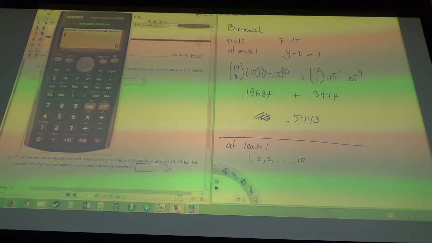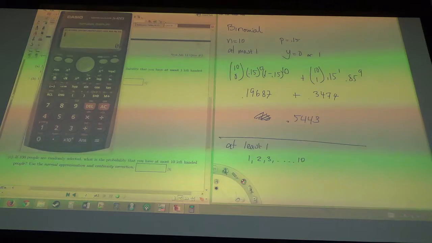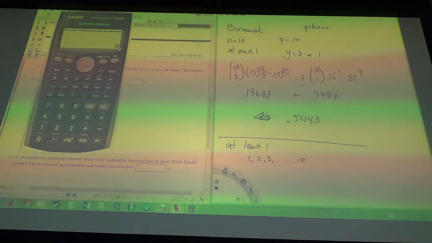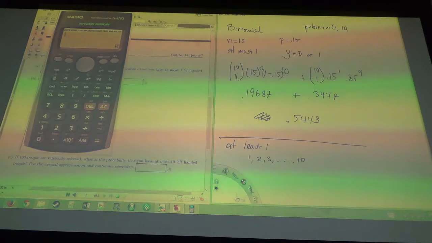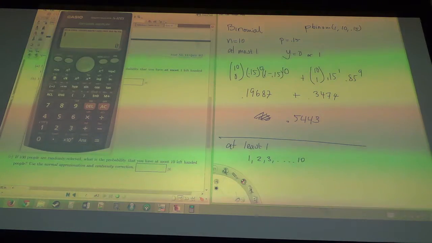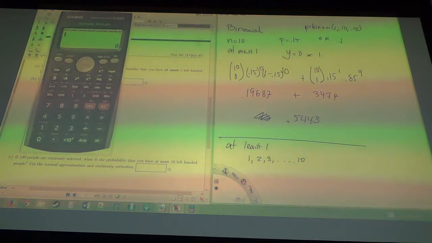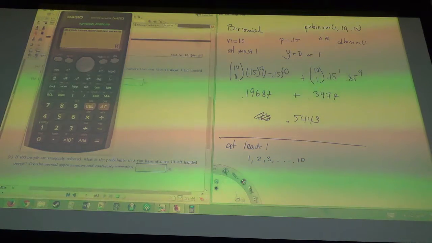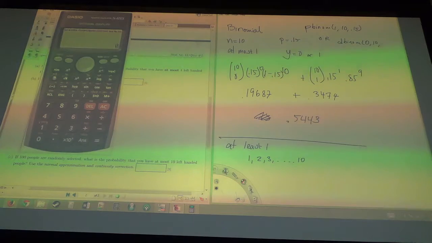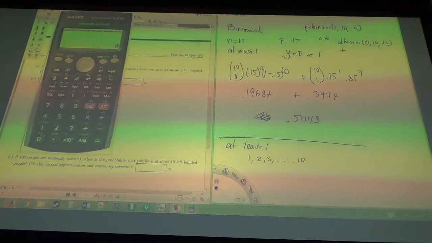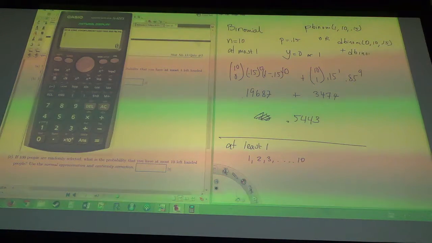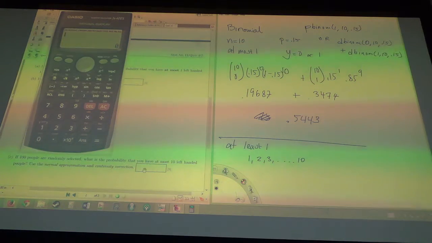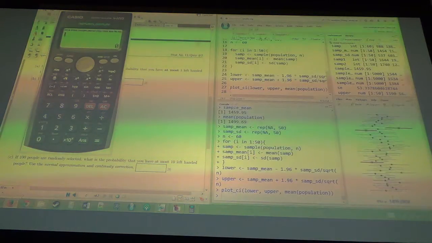Okay, to answer this with R, we would do pbinom(1, 10, 0.15). Okay, or you could do dbinom(0, 10, 0.15) plus dbinom(1, 10, 0.15). Right? And I can actually do that right here.